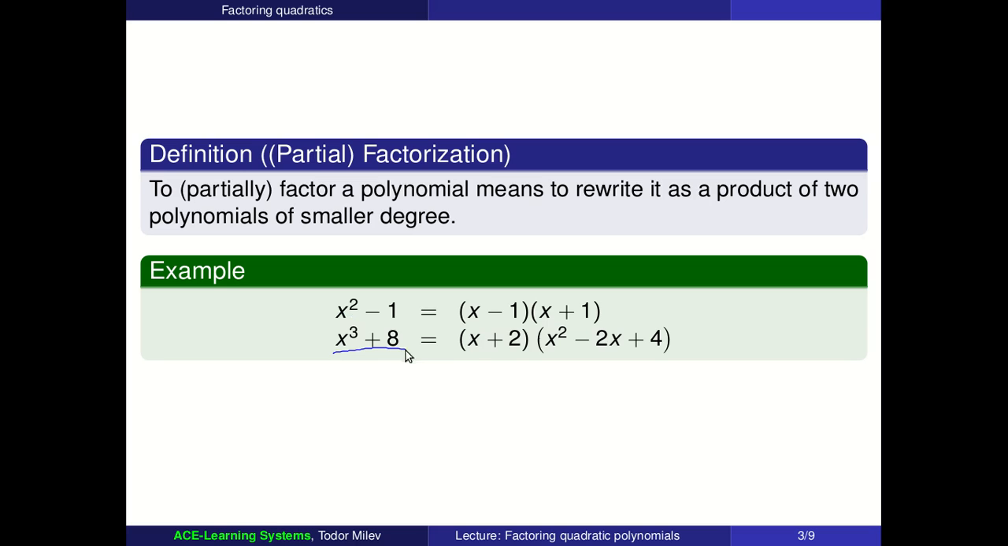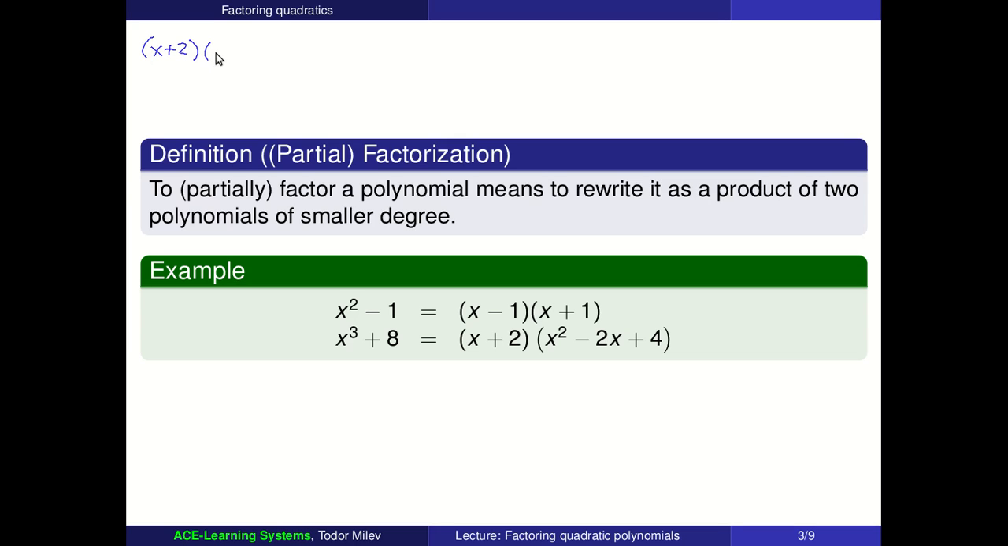Let's take the factorization of x cubed. So let's verify that x cubed plus 8 is indeed equal to x plus 2 times x squared minus 2x plus 4. So what I'm going to do is I'm going to take the right hand side, x plus 2 times x squared minus 2x plus 4, and I'm going to uncover all the parentheses, and I'm going to check that I indeed get x cubed plus 8. So let me do that here.